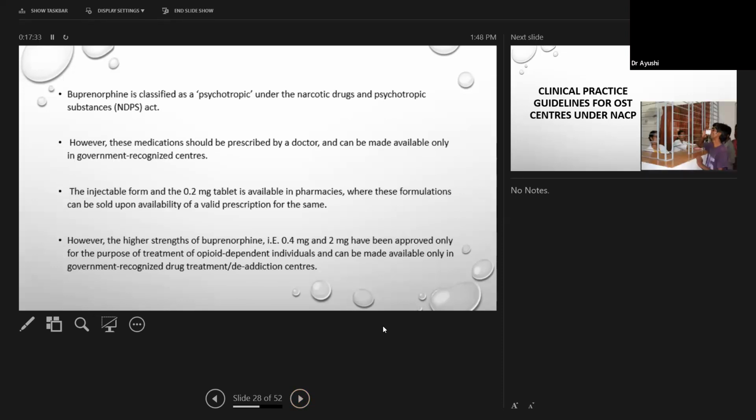Buprenorphine is classified as a psychotropic under the Narcotic Drugs and Psychotropic Substances Act. However, these medications should be prescribed by a doctor and can be made available only in government-recognized centers. The injectable form and the 0.2 milligram tablet are available in pharmacies where these formulations can be sold upon presentation of a valid prescription. However, the higher strengths of 0.4 and 2 milligrams have been approved only for the treatment of opioid-dependent individuals and can be made available only in government-recognized drug treatment or de-addiction centers.